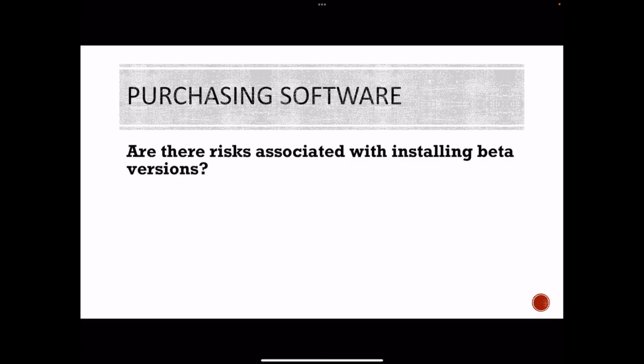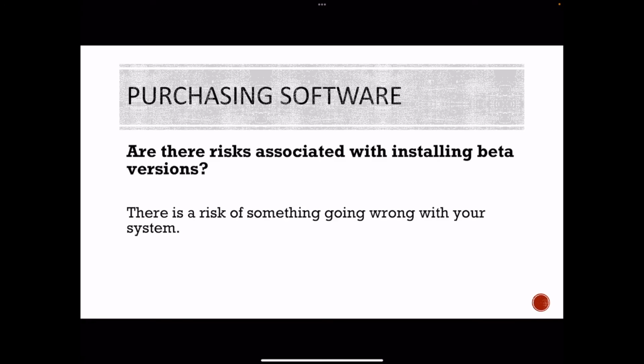Are there risks associated with installing beta versions? By their very nature, beta products are unlikely to be bug-free. So you'll always run the risk of something going crazy with your system by installing and using beta versions. Unless you're willing to deal with potential problems, it's best to wait until the last beta version is released, often referred to as the gold version. By that time, most of the serious bugs have been worked out.